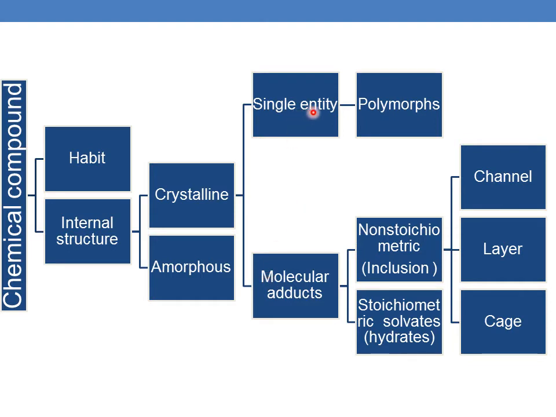A single entity example is polymorphs. Coming to molecular adducts, they can be either stoichiometric or non-stoichiometric. Non-stoichiometric molecular adducts are also called inclusion complexes. They are of three types: cage, layer and channel. The next molecular adduct is stoichiometric adducts. They are either solvates or hydrates. So this is the overall classification of a chemical compound.